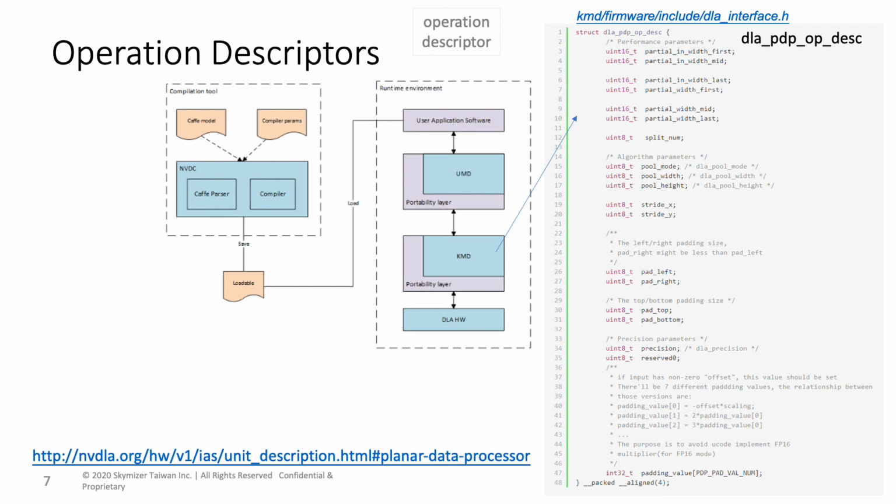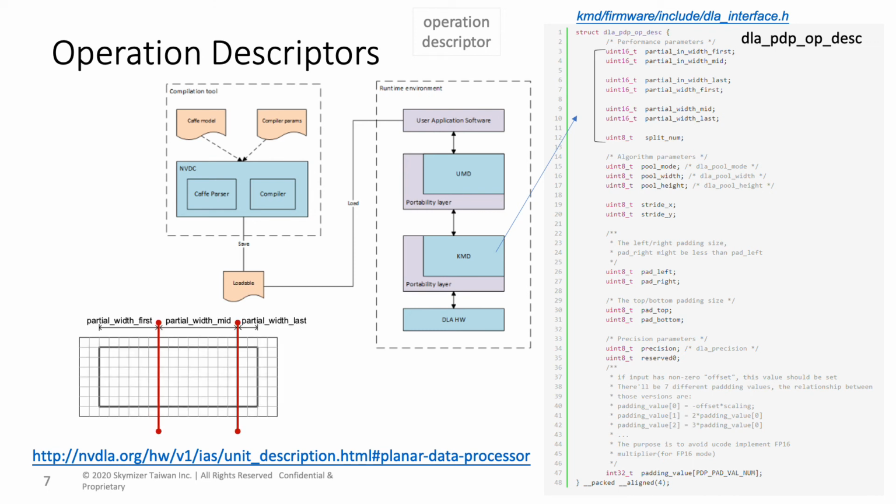For example, the first 7 parameters of the PDP OP descriptor are involved when the input image is too large for PDP's line buffer. In this case, the image must be split horizontally. Maximum width without splitting depends on other PDP parameters. Equations are documented in NVDLA's hardware manual on the official site. In short, the first 6 members in the PDP OP descriptor refer to the respective input and output width of each segment, as shown on the bottom left.